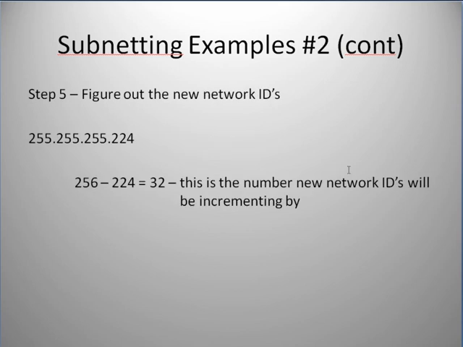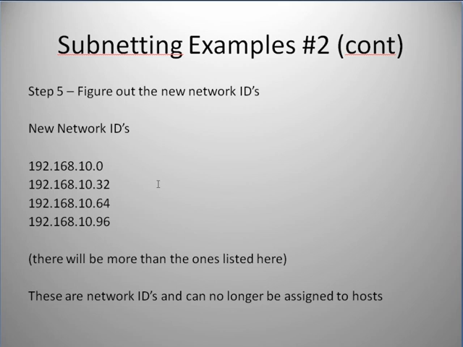Now, when I want to figure out the new network IDs and ranges of addresses, again, take the number 256 and subtract 224, the oddball number I figured out in my subnet mask, which gives me a number of 32. So now my network IDs are incrementing by 32s. So my network IDs that I'm looking at now are 192.168.10.0, 10.32, 10.64, and 10.96.